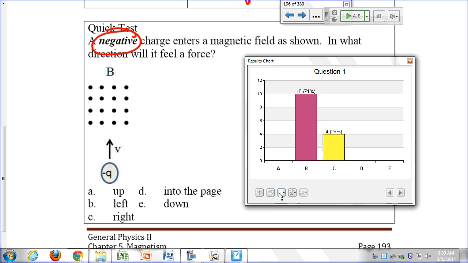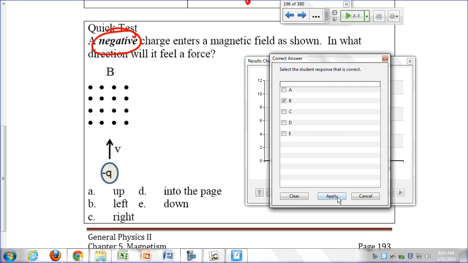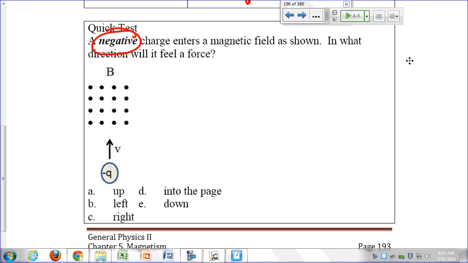Okay, B is right. So, let your fingers go, your index finger go in the direction of B. Your magnetic field is out of the page, so it's like this. And so your thumb's to the right, but it's a negative particle, so it's to the left.